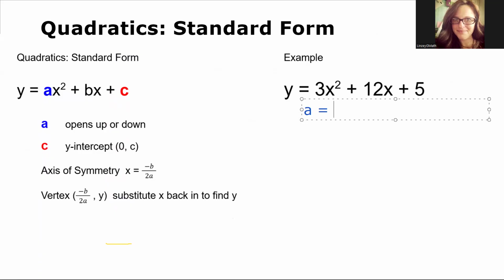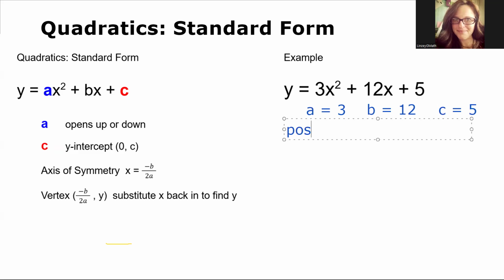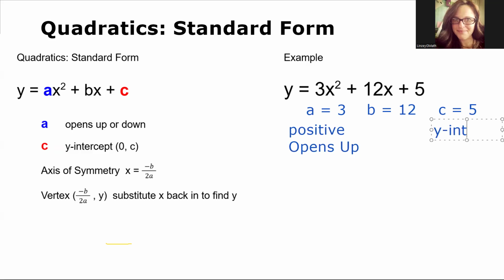A is 3. B is 12. And C is 5. Since A is positive, the graph opens up. C is the y-intercept, (0, 5).